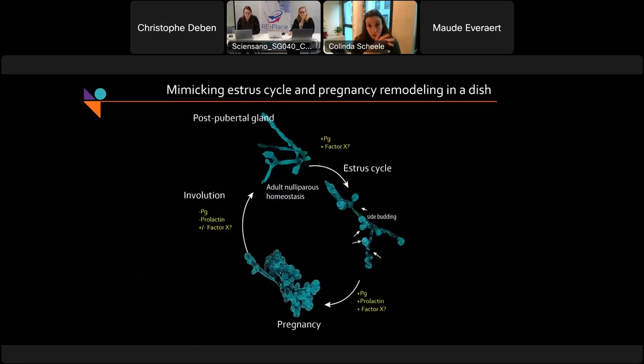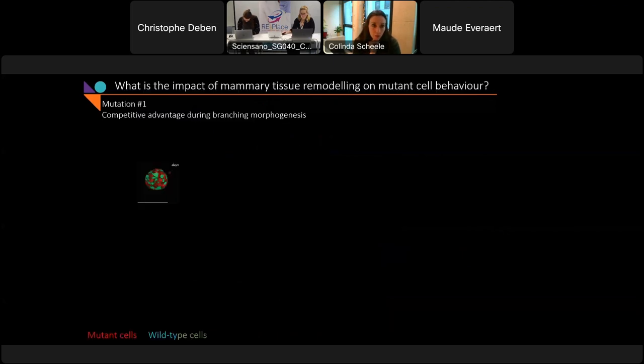So now we have this estrous cycle, we can mimic all the remodeling and the pregnancy in a dish. And now I just want to give you three examples, very short, very brief, on how we can now model tumor initiation in these organoids. So first I will give you an example here with mutation 1. The details are not that important, but just to illustrate the principle.